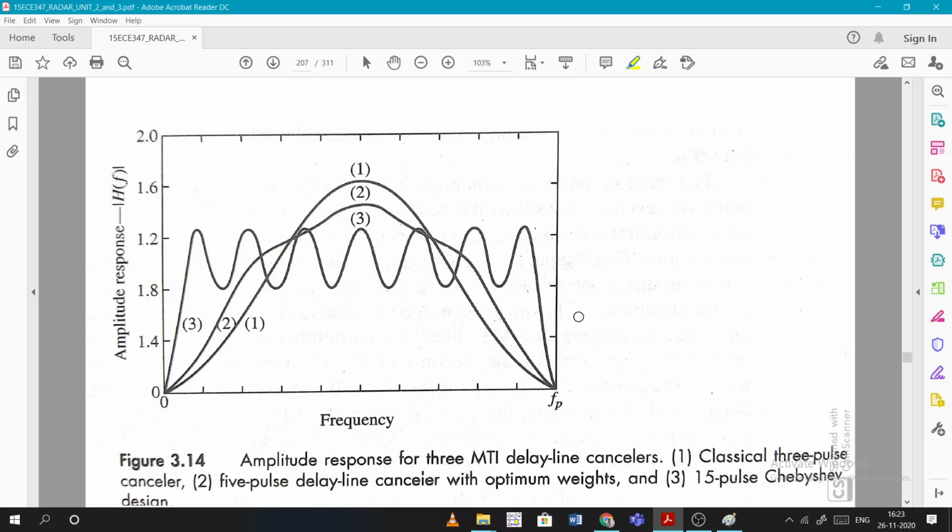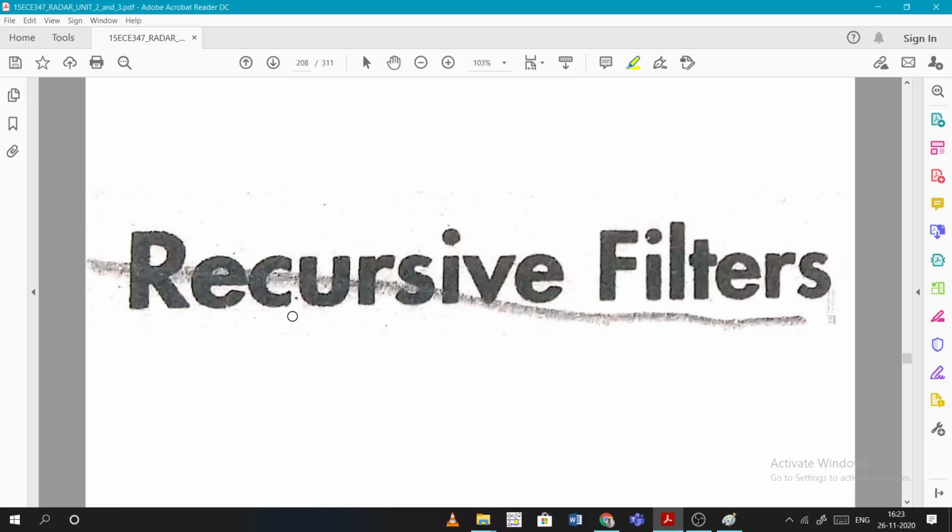The third line is the 15 pulse Chebyshev design. So these are different models.